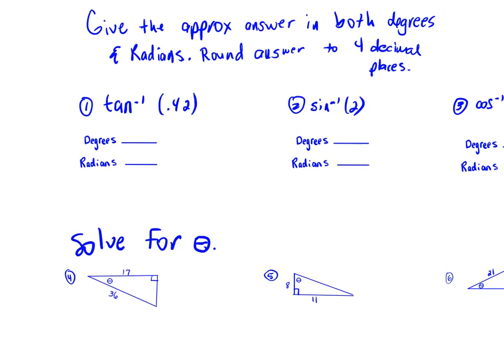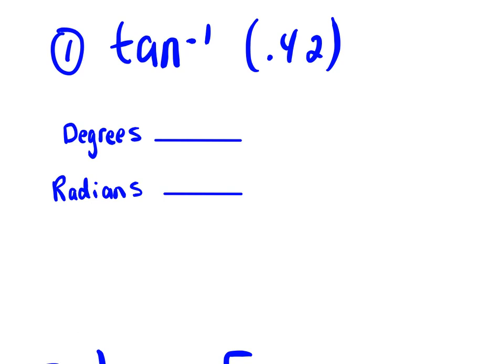If I have the arc tangent of 0.42 in my calculator, I'm just going to hit second tangent, and then I'm going to put in 0.42, and I hit enter, and I get 22.7824, and that's degrees. Now, if I want to know what that is in radians, I have to change my calculator from degrees to radians. So if you don't know how to do that, you guys need to make sure that you check somewhere in your manual or something on how to go from degrees to radians.